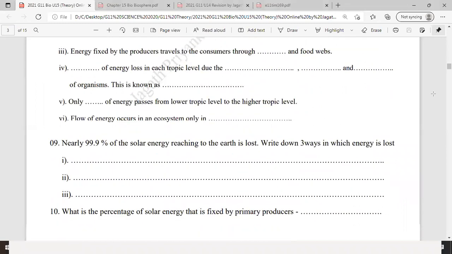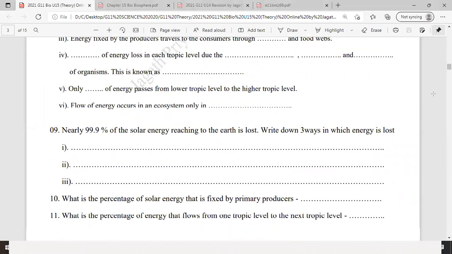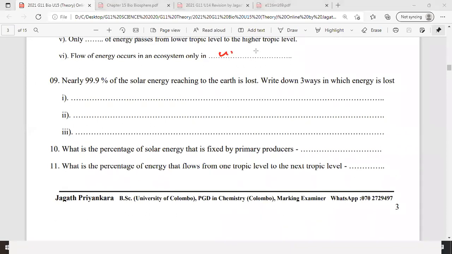Flow of energy occurs in an ecosystem in what? In unidirection. That means only in one direction. Unidirection means only in one direction, or I'll write it: only in one direction. It's easy. Only in one direction.